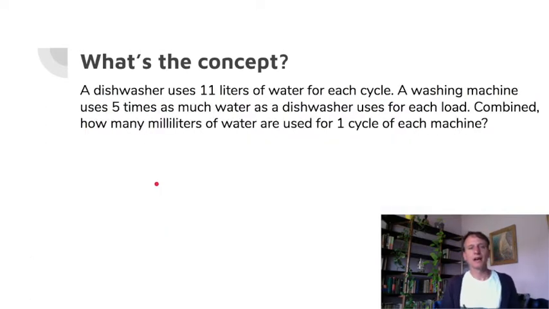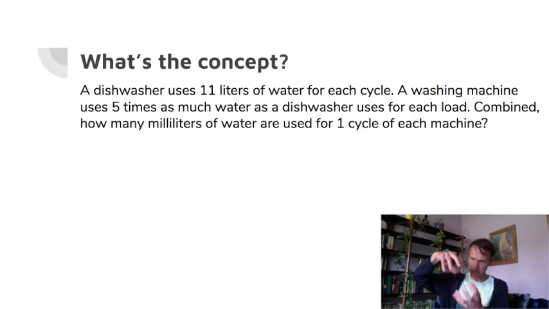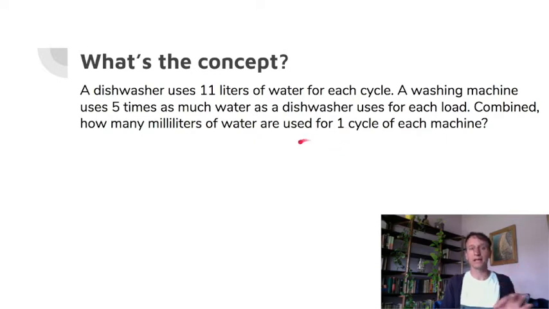I like that one. All right, a dishwasher uses 11 liters of water for each cycle. And just to help us visualize this, a liter bottle is about yay big, right? So that's a liter. So 11 of those for a dishwasher cycle, okay. A washing machine uses 5 times as much water as a dishwasher uses for each load. Combined, how many milliliters, we're given liters, but we're going to answer in milliliters, of water are used for 1 cycle of each machine.